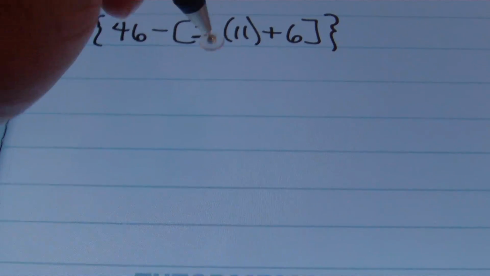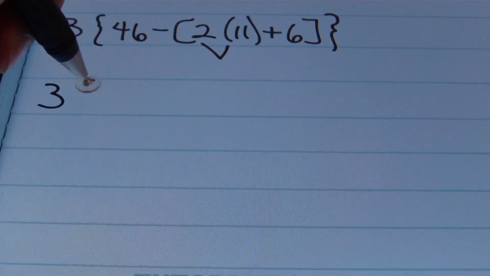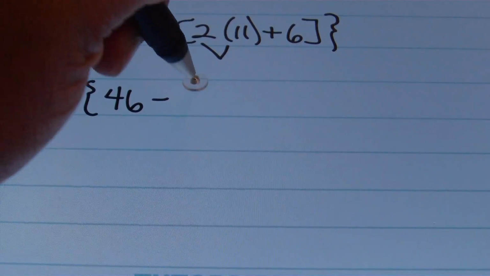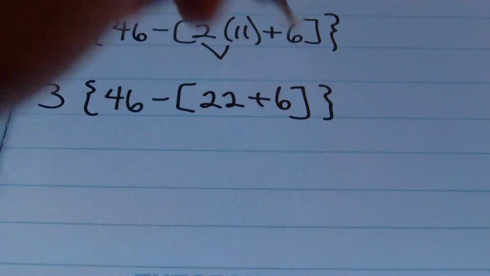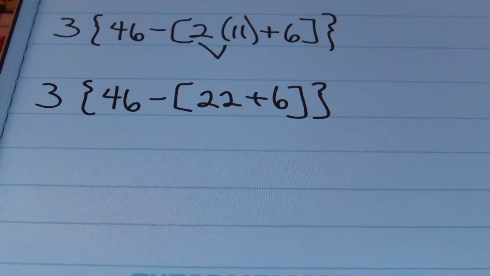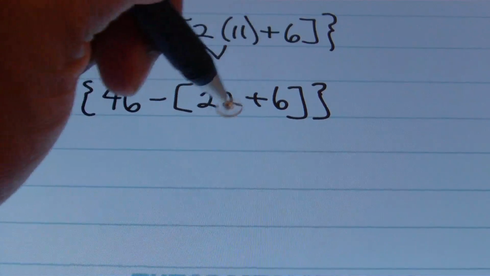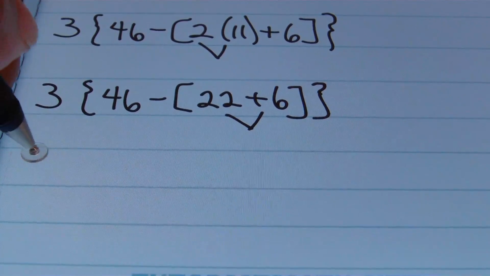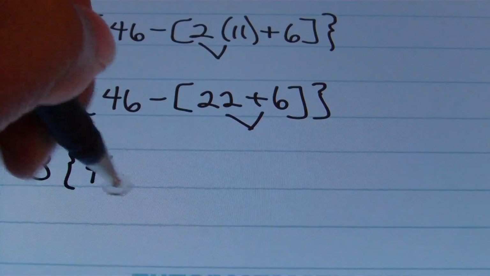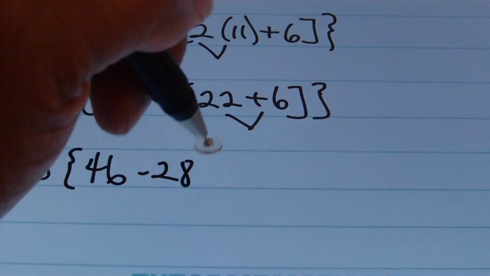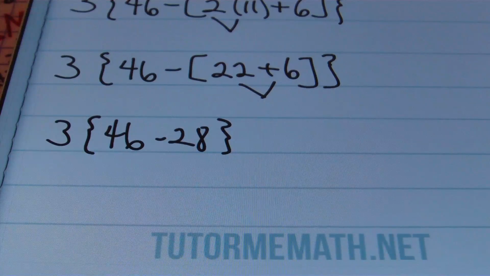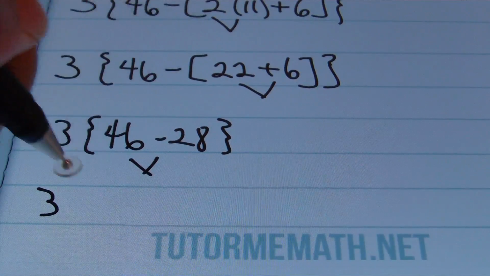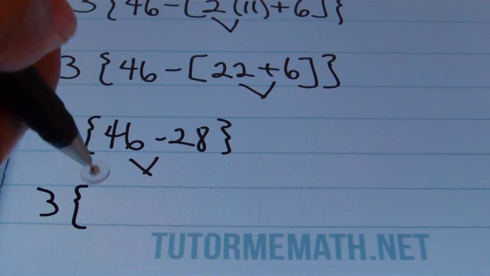I'm inside of these brackets, and I am now going to multiply. So I have 3. 2 times 11 is 22 plus 6. Then from there, we're going to be combining the 22 plus the 6 to get 28, so we have 3 times 46 minus 28. We dropped those brackets, and now we'll be subtracting 46 minus 28, and we end up with 18.